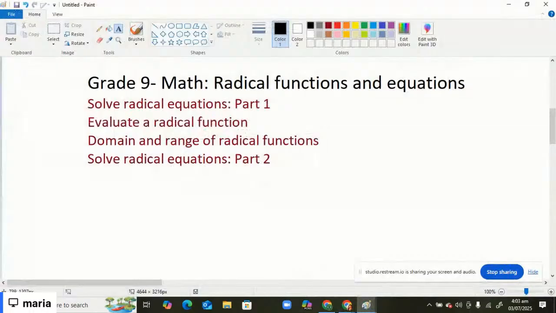So today we are here for grade 9 maths. The chapter we discuss today is radical functions and equations. The lessons we cover today are: solve radical equations part 1, evaluate a radical function, domain and range of radical functions, and solve radical equations part 2.